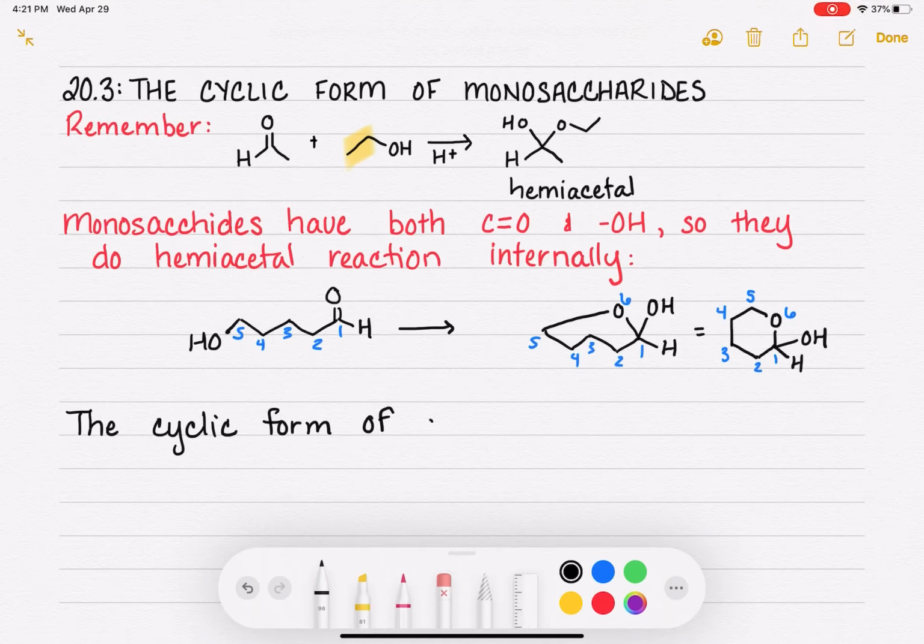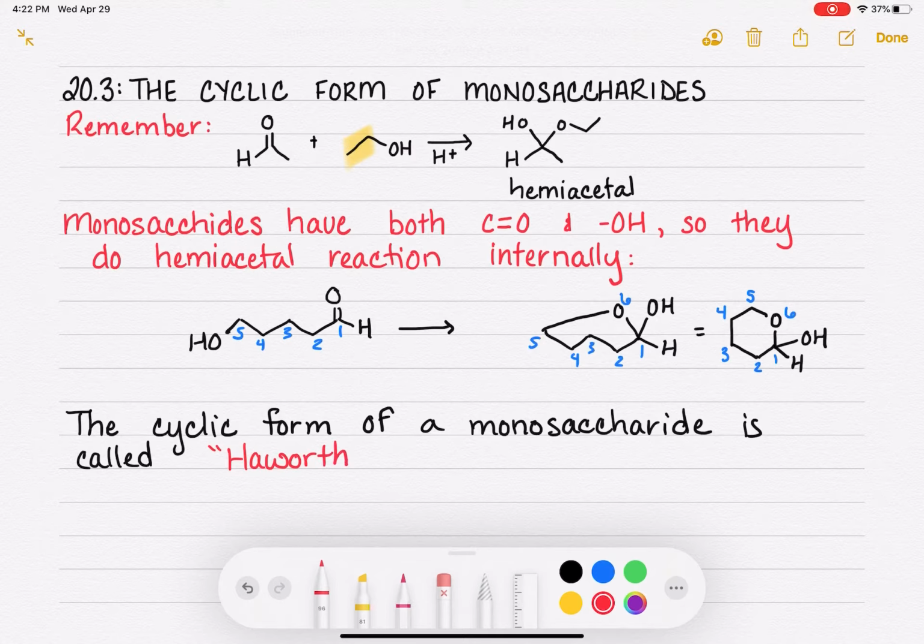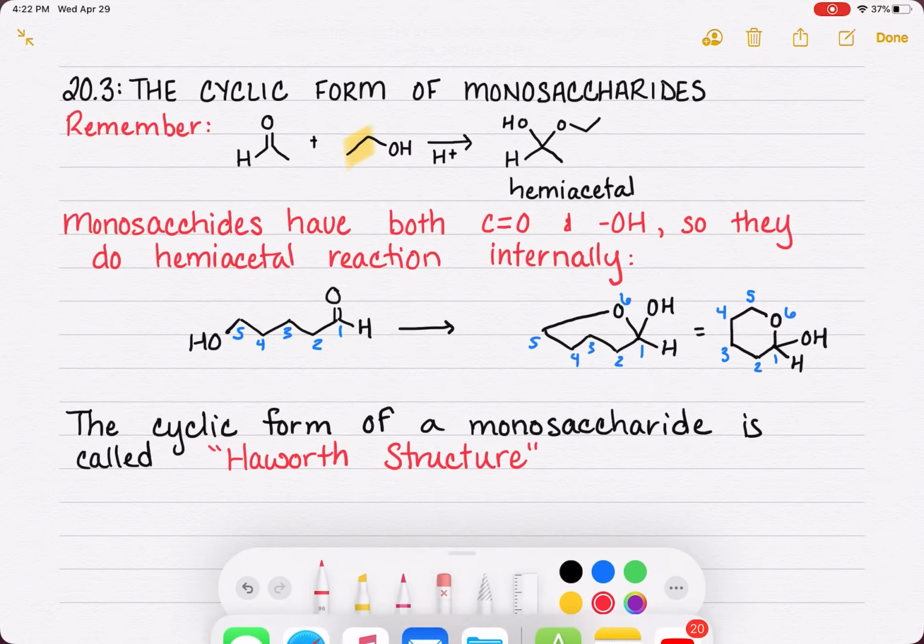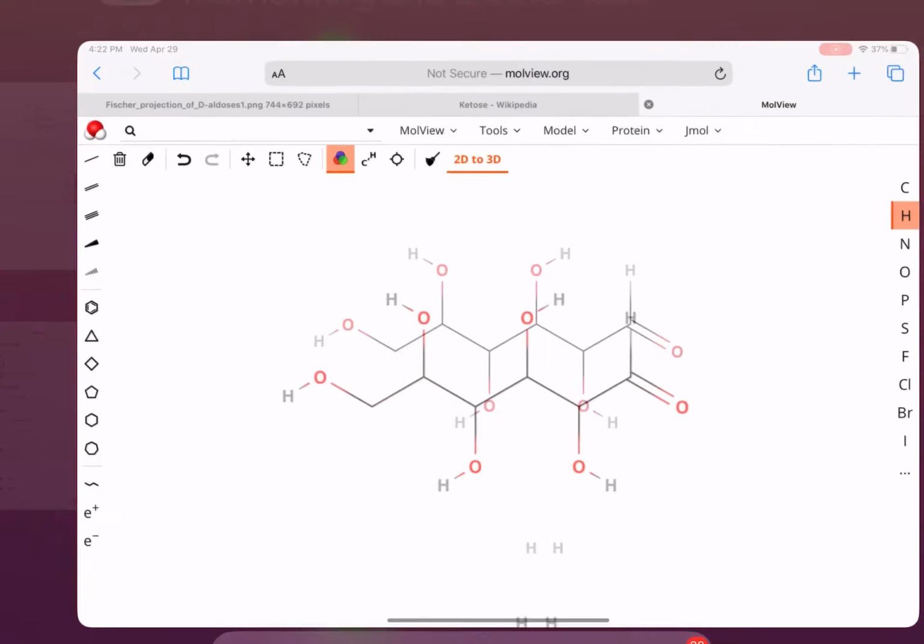Before we go to that, the cyclic form of a monosaccharide is called the Haworth structure. So if somebody asks you to draw that, that's what they're referring to. The Haworth structure is just drawing the monosaccharide in its cyclic form. So let's see if I can illustrate this for you.